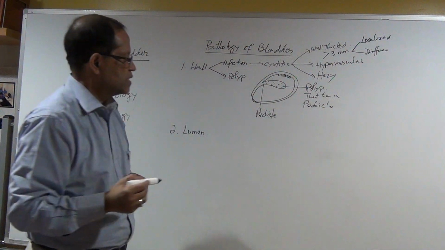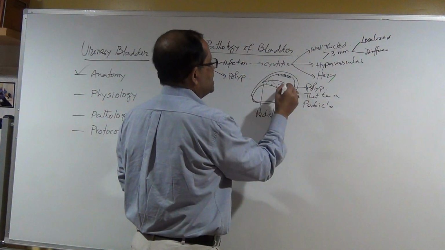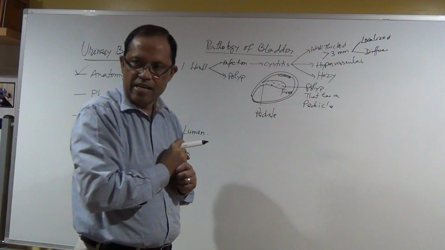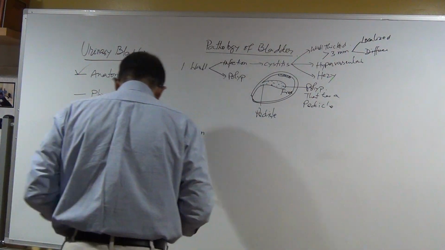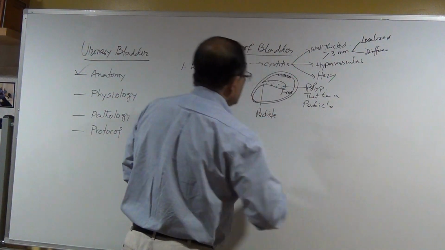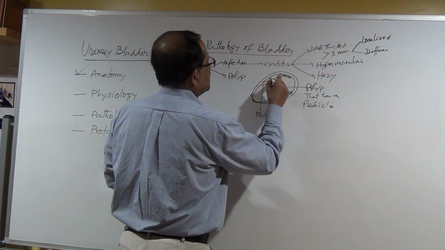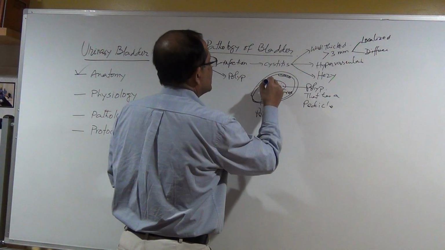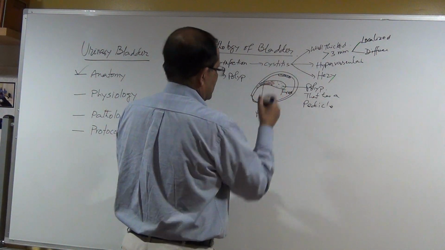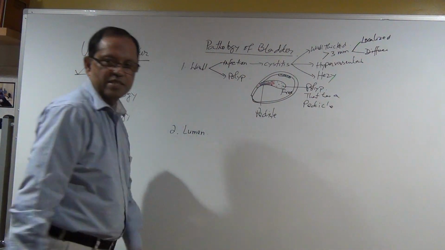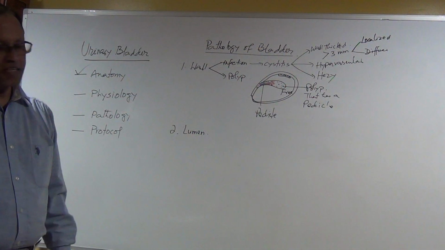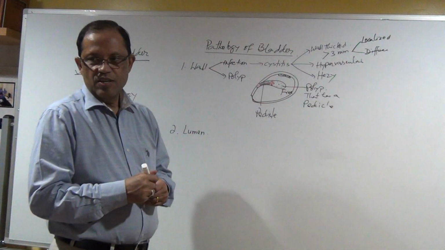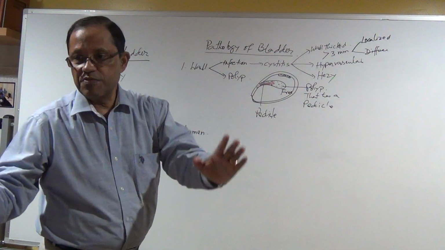Pedicle means one end is free and the other end is attached to the wall, right? So now if you click the color, what are you going to see? The pedicle has color flow. What does it mean? The blood supply is there, feeding artery and venous drainage. So this is a polyp. How do you know this is a polyp, not a stone? It is attached at one end and one end is free, right?